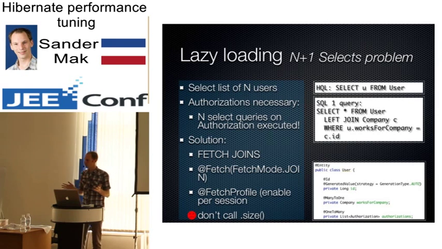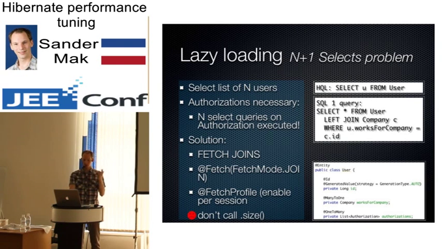So, of course, that's really bad, because if you already know in advance that you're interested in these users and in all their authorizations, you might as well try and get them in one go, right? So there are several solutions to this N+1 selects problem. And the one I find most interesting is the fetch join.